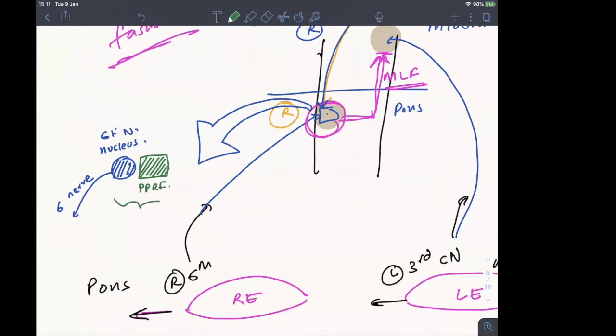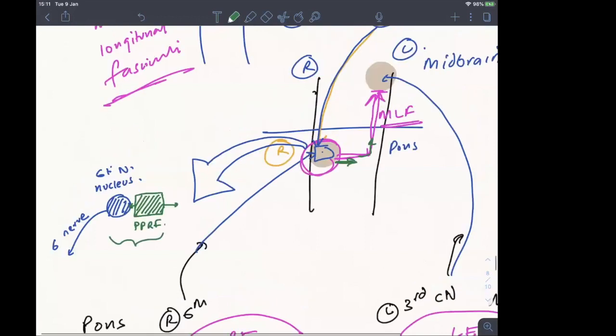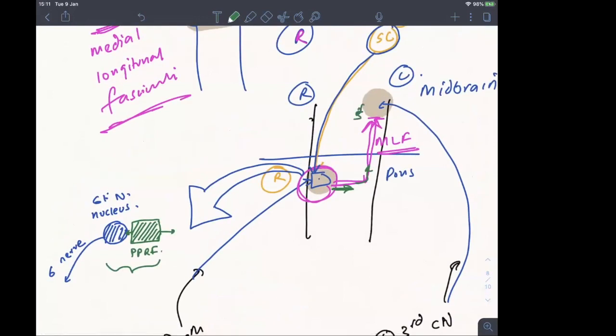And these two function almost as one. The only difference is that the PPRF is responsible for controlling the right 6th cranial nerve, and the PPRF is what releases this information to the opposite side 3rd nerve. So the PPRF will tell the MLF to carry the information to the opposite side 3rd nerve to act on its medial rectus. So the superior colliculus actually tells the PPRF to do that job, and the PPRF will convey the information to both sides.